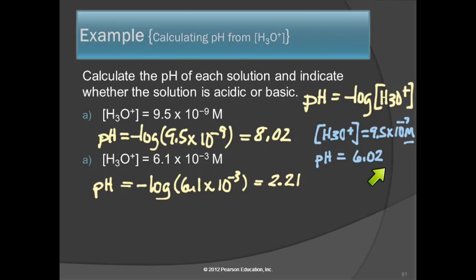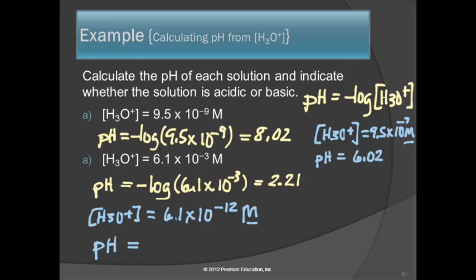The 02 is where the significant figures come in. The 6 amounts to placeholding zeros. If the hydronium ion concentration is 6.1 times 10 to the minus 12, the pH will be 11.21.